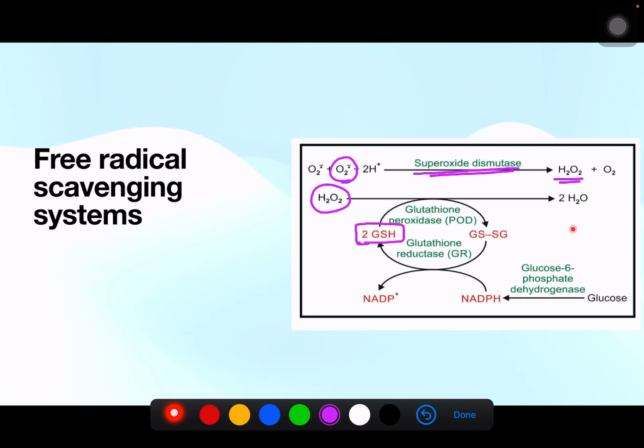Yes, so you need reduced glutathione in your cell so that it combines with hydrogen peroxide, converting it into two molecules of water by giving its hydrogen. As it gives its hydrogen, it becomes oxidized glutathione. Which is the enzyme responsible for this? It is the glutathione peroxidase enzyme. So glutathione peroxidase converts the reduced glutathione to oxidized glutathione, thereby giving its hydrogen to the hydrogen peroxide, forming two molecules of water.